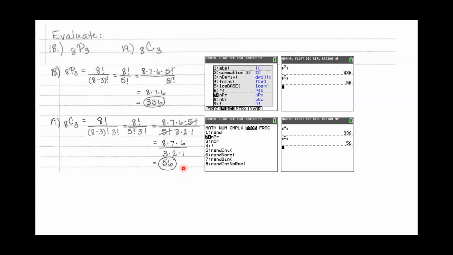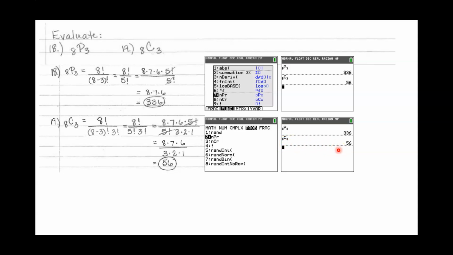And again, we can do those combinations on our calculator as well. So the exact same way that we found nPr, whichever of these two works better for you, you would find nCr. And again, you can see we're just putting 8 in for n and 3 in for r and getting that same value.